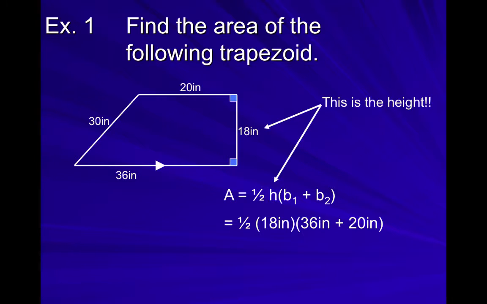So really the 30 is of no use to us, except for the fact if we asked you to find perimeter, you would add up all those exterior sides. Okay, so they might give you extra information, you just have to be careful not to use things that won't go into your formula. Okay, and of course we would simplify, so do your order of operations, so parentheses and then exponents. So we add 36 and 20, and then we can start to multiply. And when we do that, we get 504 inches squared.